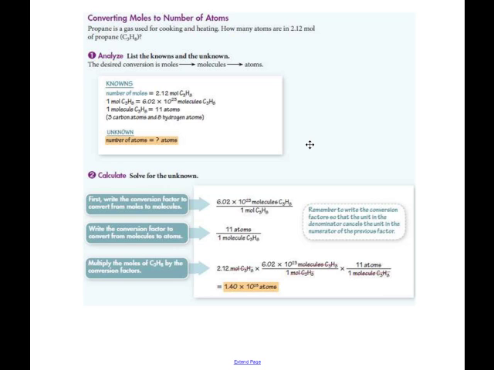If the question just asks us for the number of propane molecules, we could just multiply by Avogadro's number, right? So if we look down here, we start with 2.12 moles. If we were to multiply by Avogadro's number, the number of moles would cancel, and we'd be left with the number of propane molecules. But that's not what they ask. They ask for the number of atoms that are in there.